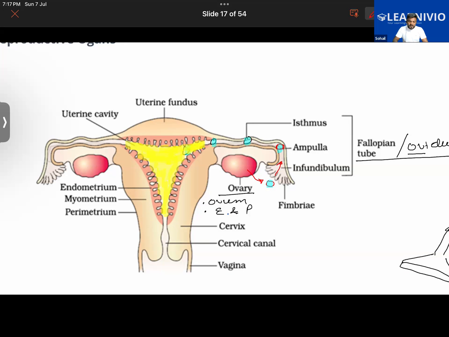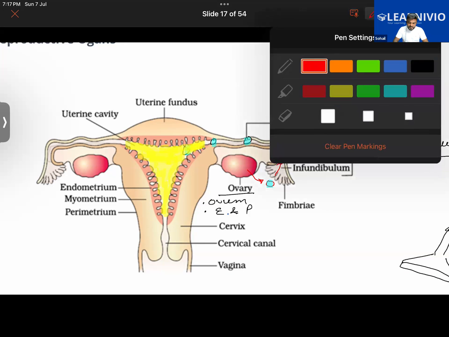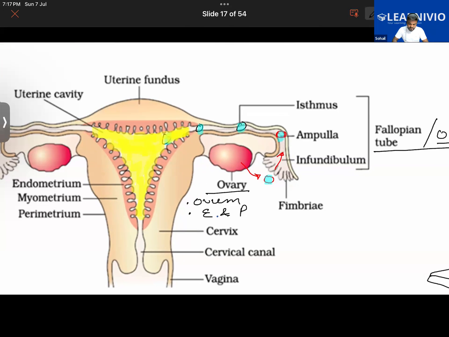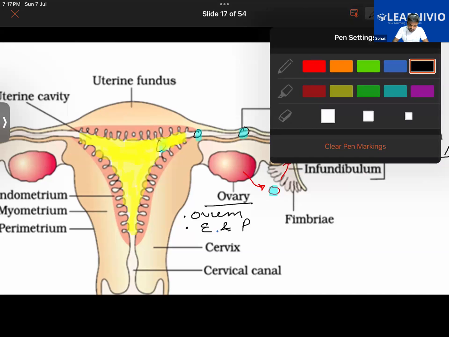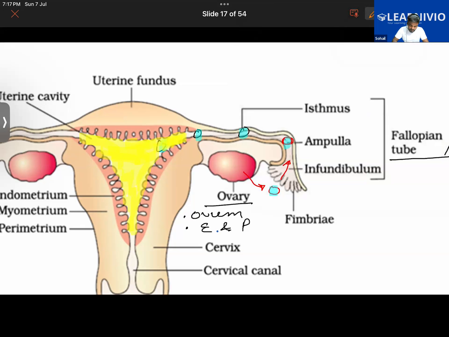Okay, now there would be villi present. Let me just draw this. Let me first zoom it out. If you didn't pay close attention to what I'm drawing here, there would be finger-like projections here as well, just like this. You can see where I'm drawing. That would help carry the ovum up to the uterus. It would be kind of like this.